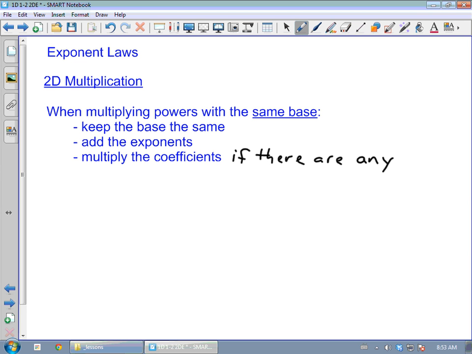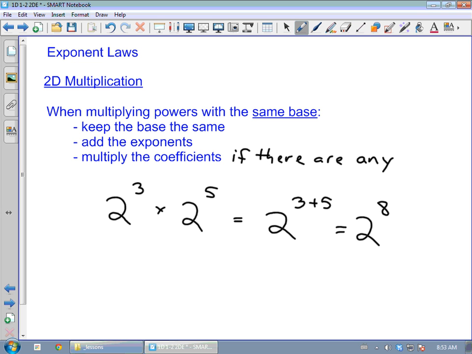So what do I mean by this? Well, let's say we have a question that looks like 2 to the exponent 3 times 2 to the exponent 5. This rule tells us that we want to keep the base the same. So what is our base here? Well, our base is 2. We keep the base the same, and we add our exponents together. Our first exponent is 3, our second exponent is 5, so our new exponent is going to be 3 plus 5. 2 to the exponent 8 is going to be our final answer.